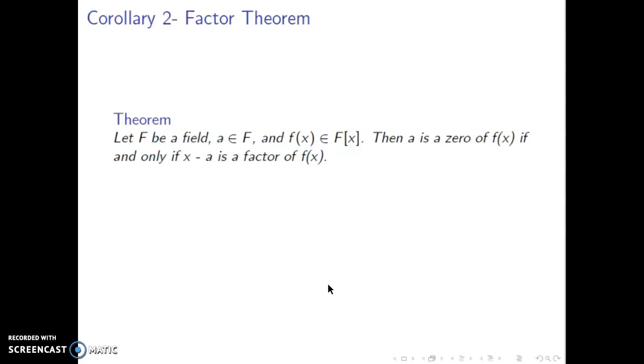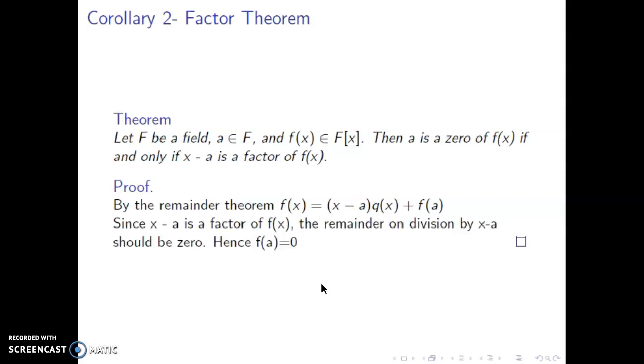Next, suppose F is a field, a is an element in F, and f of x is a polynomial over F. Then a is a 0 of f of x if and only if x minus a is a factor of f of x. By the remainder theorem, x minus a into q of x plus f of a is f of x. Since x minus a is a factor of f of x, the remainder on division by x minus a should be 0. Therefore f of a is 0.